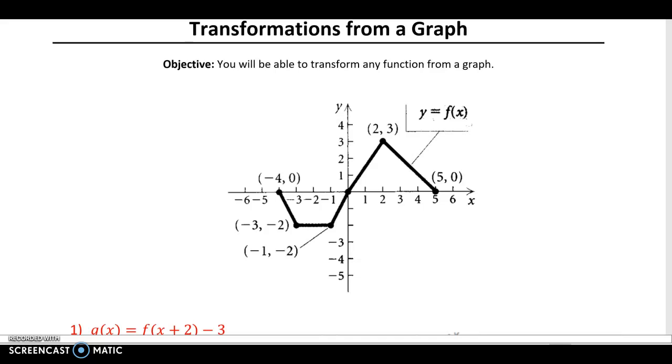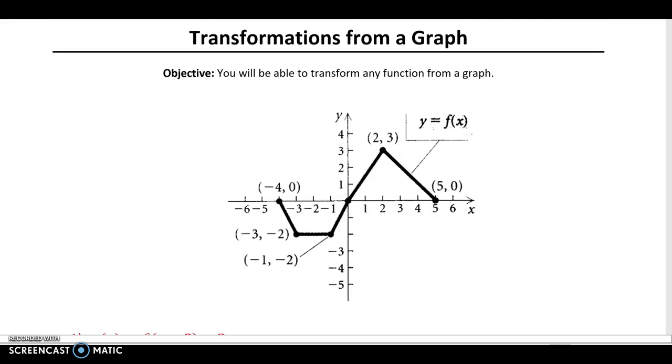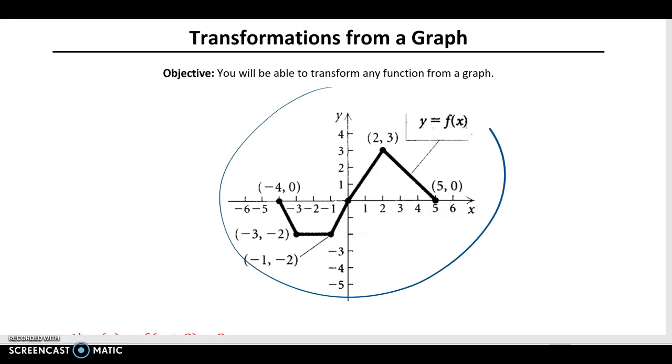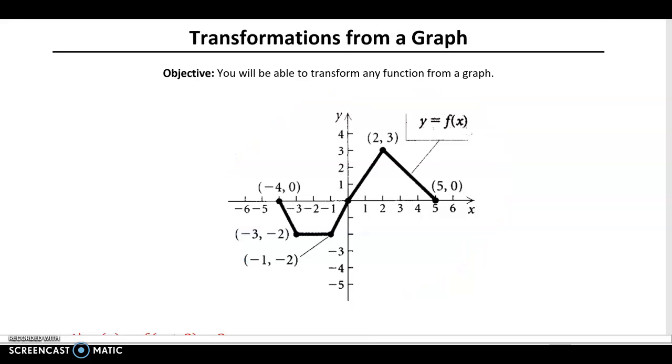Hey everybody! In this video, I'm going to give you an example of how to transform a function when given a graph and not an equation. So what you have here on your screen is a random piecewise function. It's not your standard parabola or line. It's kind of this arbitrary random shape. We're going to call this entire graph f, or f of x. That's just the name of the function.